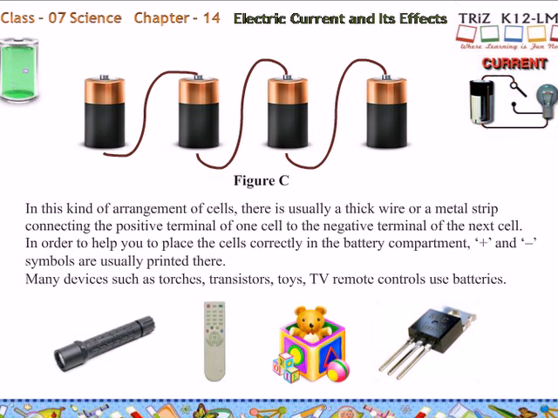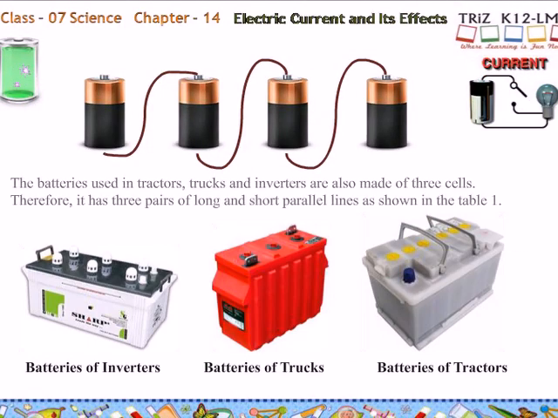In order to help you to place the cells correctly in the battery compartment, plus and minus symbols are usually printed there. Many devices such as torches, transistors, toys, TV remote controls use batteries. The batteries used in tractors, trucks and inverters are also made of 3 cells. Therefore, it has 3 pairs of long and short parallel lines, as shown in Table 1.